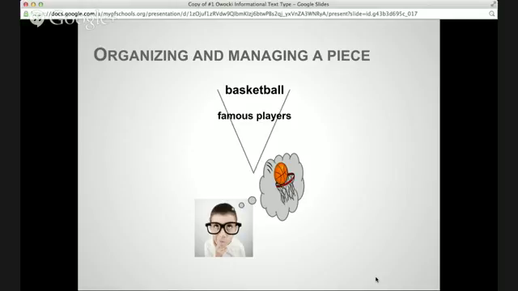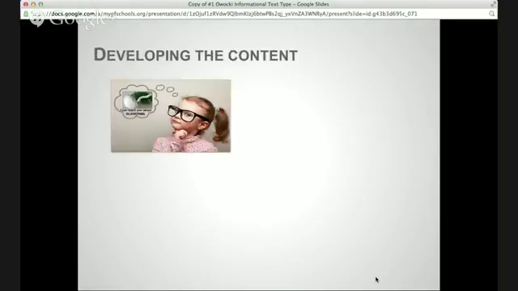And he probably would think, well, what do I know the most about? And in the end, as he's talking, he will make a decision that maybe what he's going to write about in basketball is famous players today. So we call this sharpening the focus. This we know is so huge in organizing and managing informational text with kids.